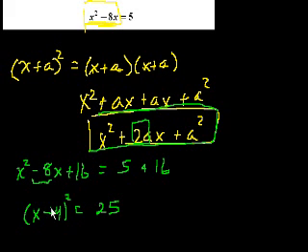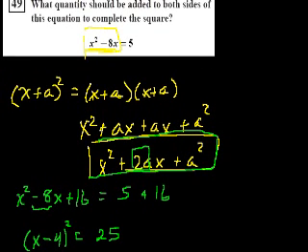But if you had to, they just want to know what do you add to both sides of this equation, right? What quantity should be added to both sides of this equation to complete the square? So the answer to this one was 16.